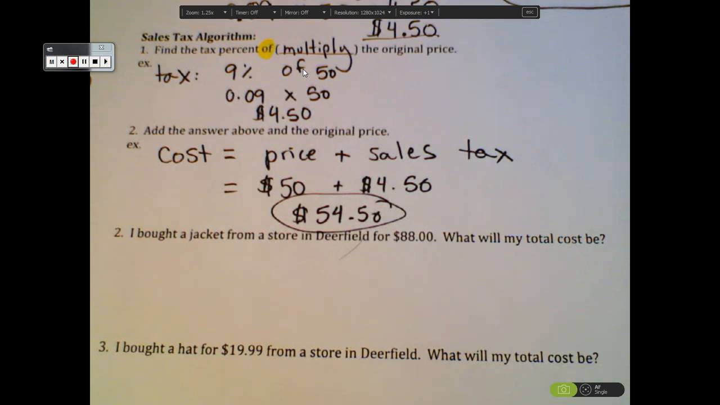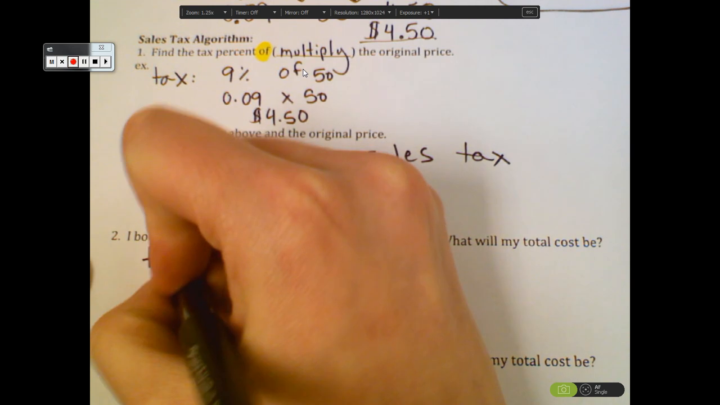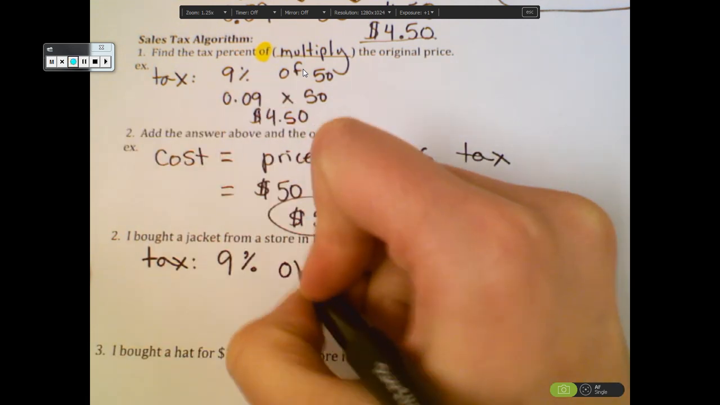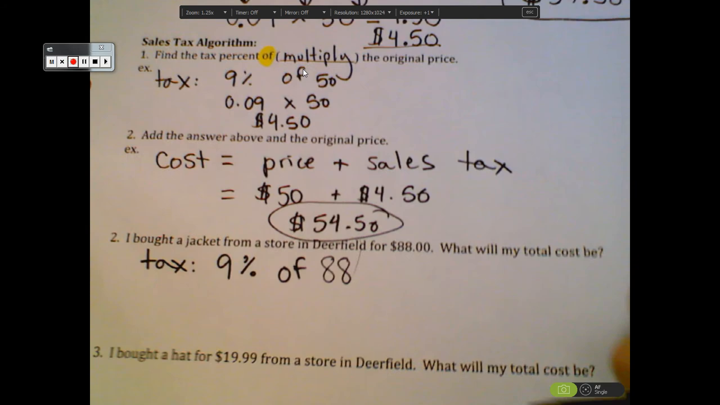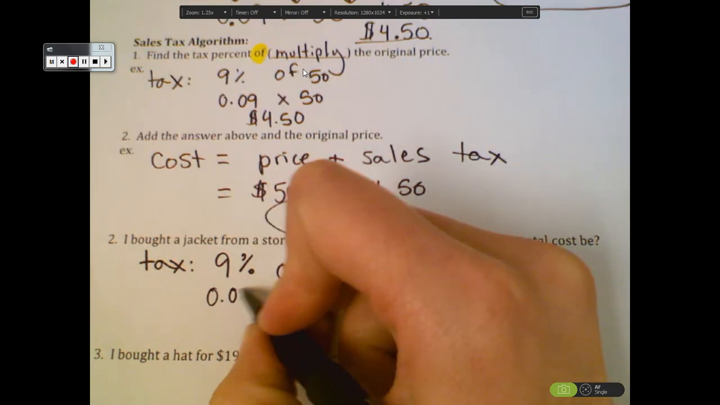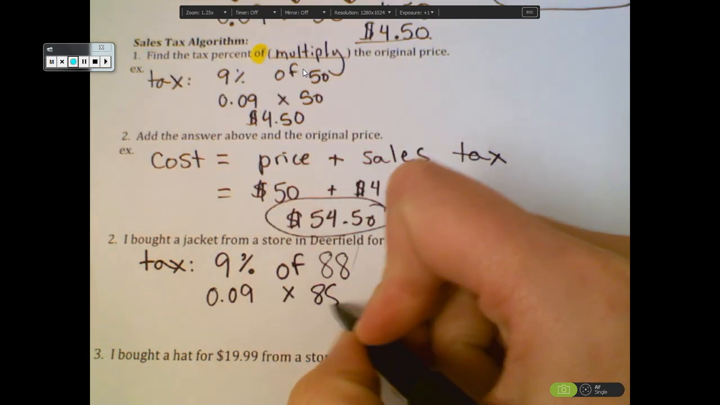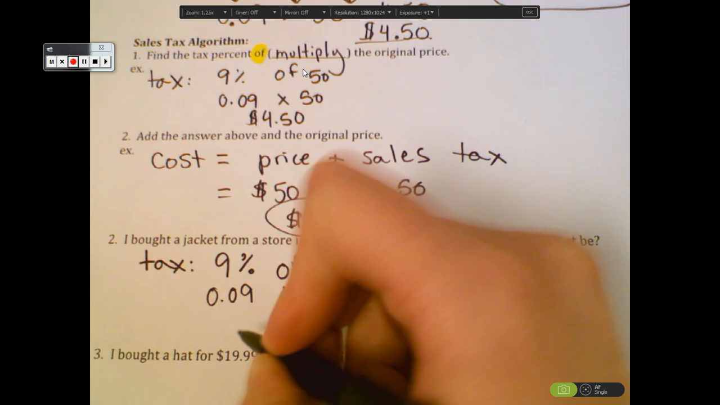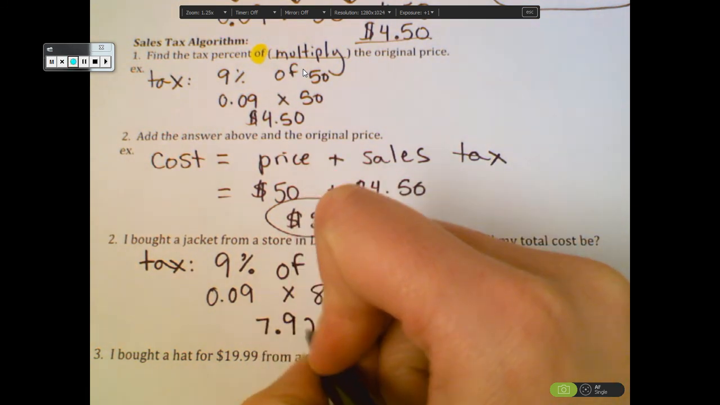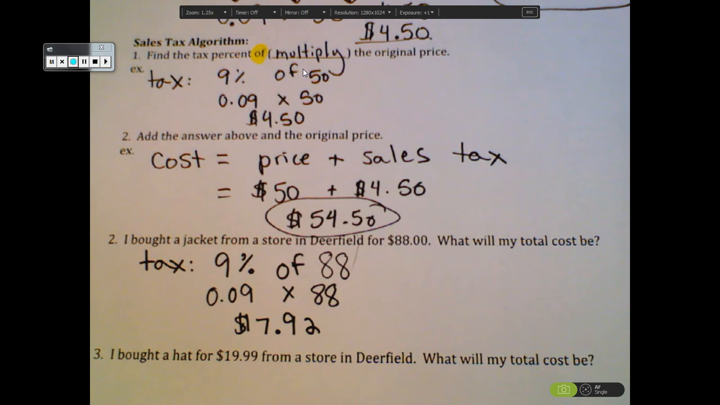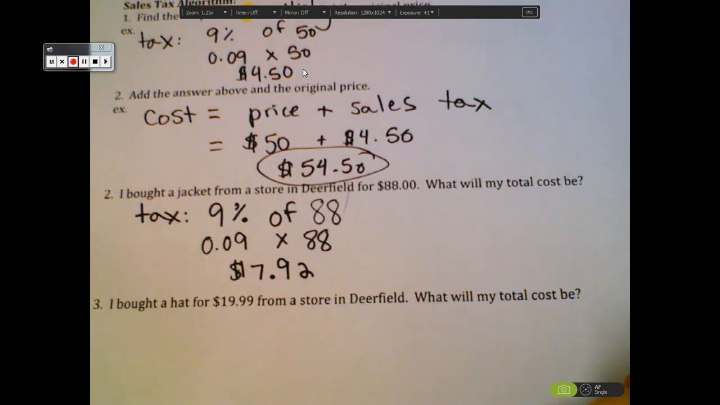So what will my total cost be if I have to pay for the jacket, $88, and the sales tax, 9%? Well, the first thing I'm going to do is find the tax. 9% of $88. 0.09 of means times 88. When I type that into my calculator, I get 7.92, which I know means $7.92. But again, my jacket doesn't cost $7.92. The sales tax costs that amount.